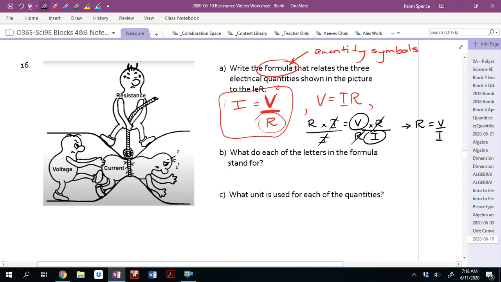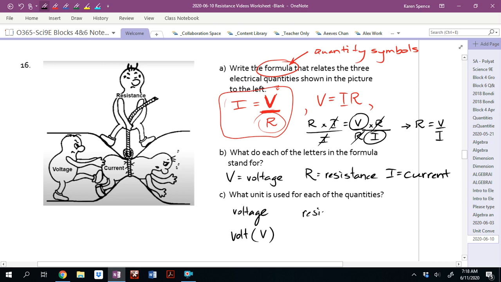Okay, what do each of the letters in the formula stand for? Well, V stands for voltage. R stands for resistance. And I stands for the intensity of the current. What unit is used for each of these quantities? For voltage, we use the volt, which is abbreviated V. For resistance, it is the ohm, written with the symbol omega. And current, hopefully we know this one, is amperes, also known as amps. And the abbreviation for that is A.